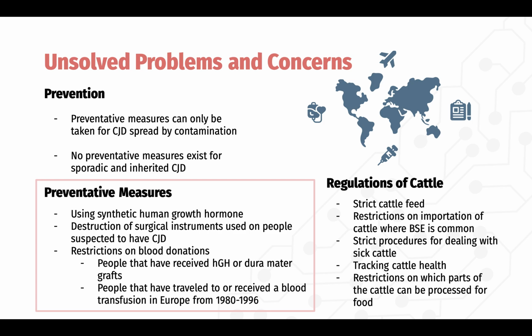And then unsolved problems and concerns. So there is a little bit of prevention, but it's only for CJD spread by contamination. There's no prevention for sporadic CJD or inherited CJD. And the preventative measures for that are using synthetic human growth hormone instead of taking it from the pituitary gland of a donor. You want to use synthetic so you don't risk getting that disease. And then destruction of surgical instruments used on people suspected to have CJD.